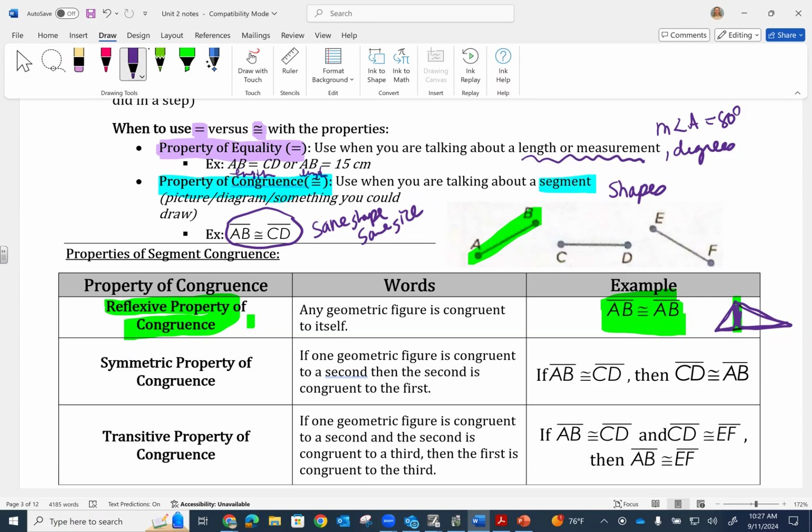So segment AB is congruent to itself, the same shape and size as itself. Now, we do know that that means the length of AB equals the length of AB, but that's not what we're talking about. That's the reflexive property of equality. So we're going to talk about how you can say a shape is congruent to itself, which is not that big of a deal.